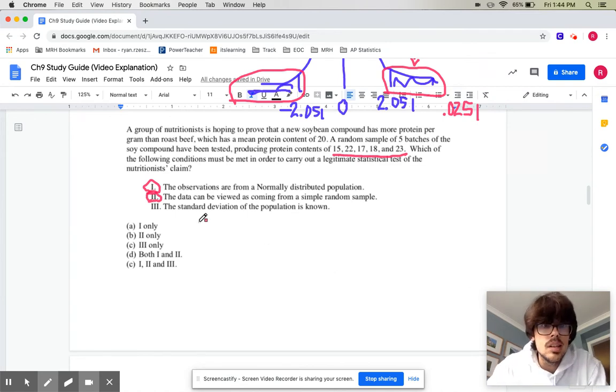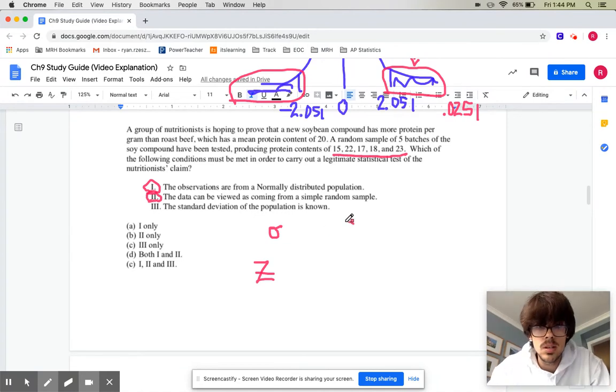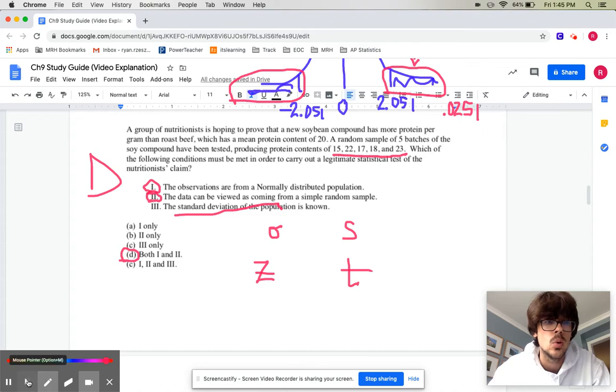The third one says standard deviation is known. That would mean we know real sigma. If we knew real sigma, we'd be doing a normal problem for means. We talked about how when we know sigma, we would actually do a sample mean problem. But we don't need to know sigma because we can just use S, and S lets us do the t distribution instead. So we don't need to know the standard deviation of the population. We can just get by with S and use our t distribution, making the correct answer for this one D. You need conditions 1 and 2 on this list.